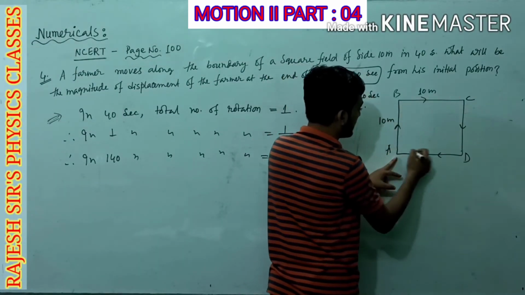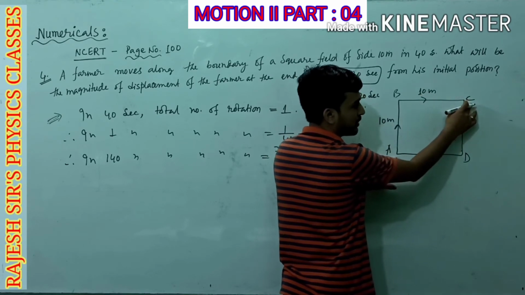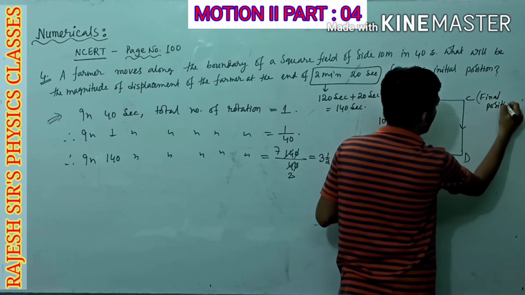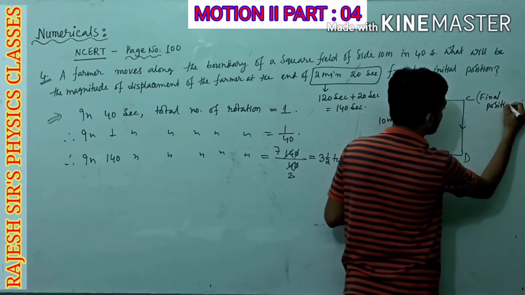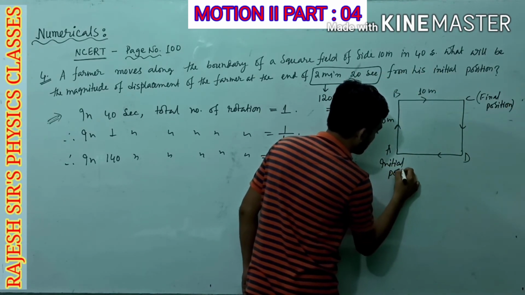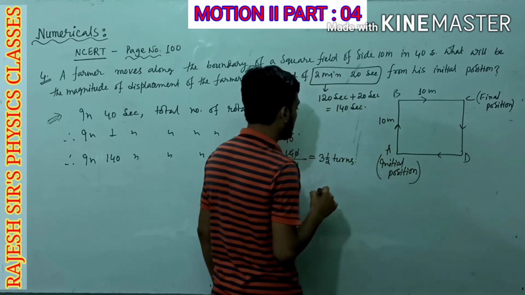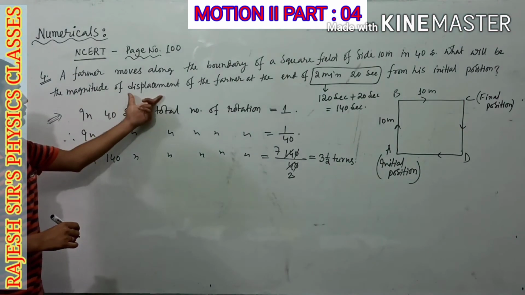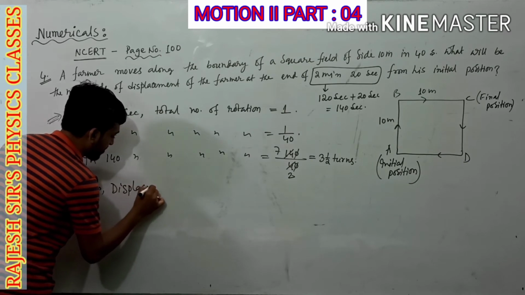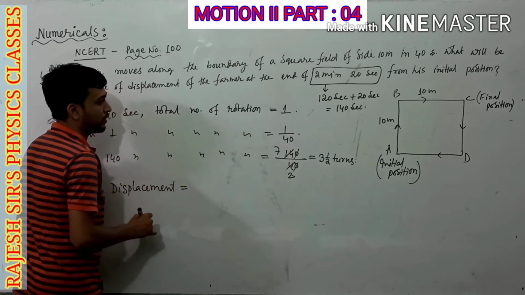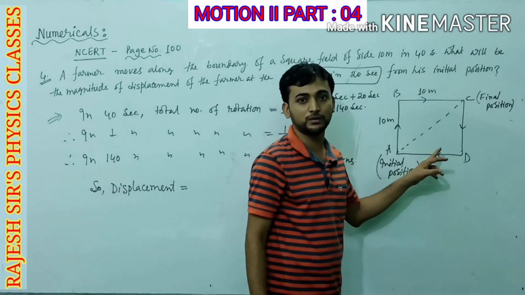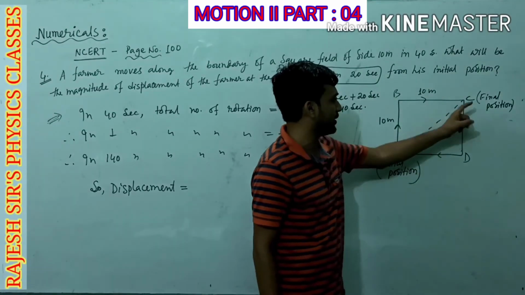Because if this is the complete journey, the half journey will be A to C. Understood? So this one will be the final position of the farmer at the end of 2 minutes 20 seconds. And this is the initial position. So you have been asked to find displacement. Displacement is equal to the diagonal of the square field, because we have to find out the length of the shortest path connecting the initial point and the final point.